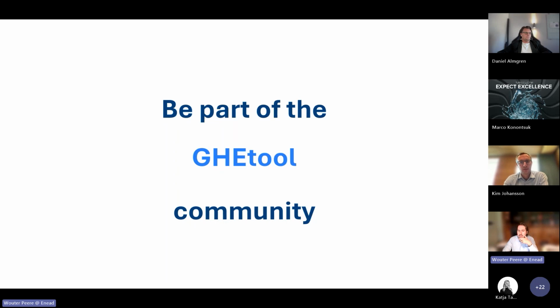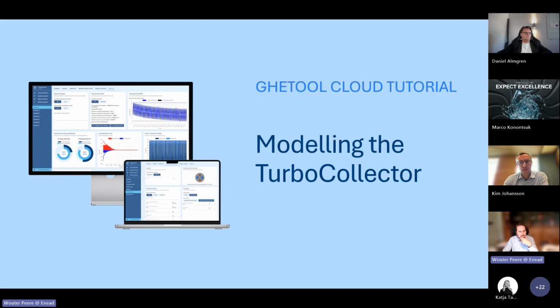So that's about the software itself. And now I want to spend some time talking about how we took the study from the university and converted it into a model which you can actually use and design with.